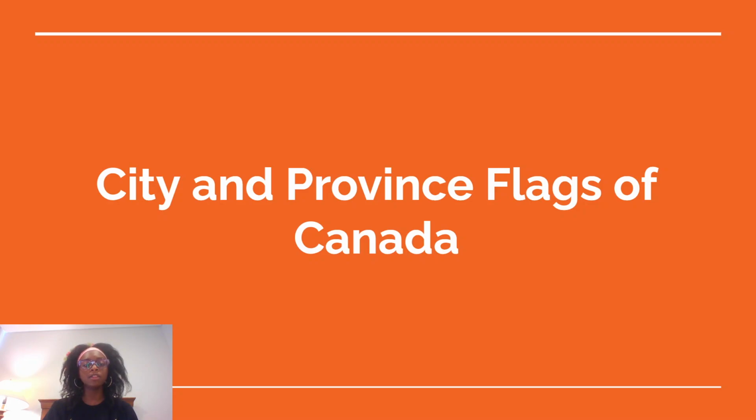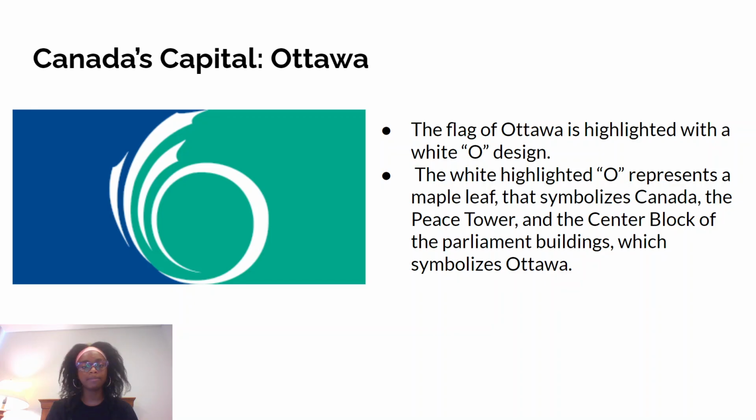Now we're going to see city and province flags of Canada. Our first one, we have Canada's capital, Ottawa. The flag of Ottawa is highlighted with a white O design. The white highlighted O represents a maple leaf that symbolizes Canada, the Peace Tower, and the center block of the Parliament buildings, which symbolizes Ottawa.